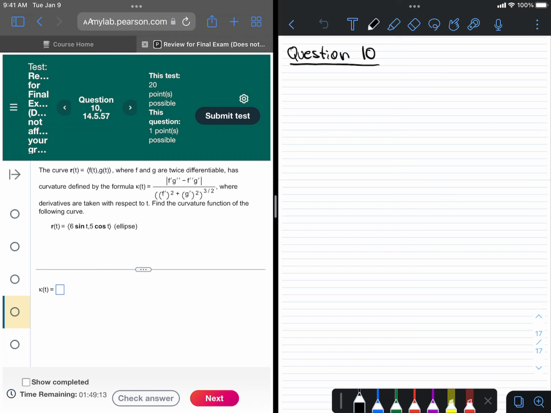Here we're simply using a formula that's provided to us to calculate the curvature of an ellipse. So our ellipse is given as r of t equal to 6 sine t, that's going to be f of t in our formula, comma 5 cosine of t, that's going to be the g of t in our formula. So we're deriving f, we're deriving g, doing that twice for both, and then plugging that back into the formula.